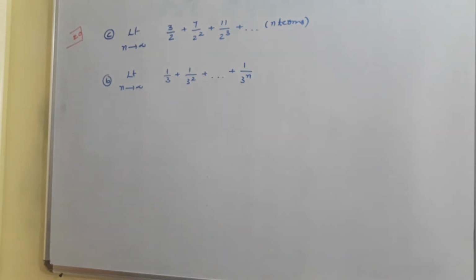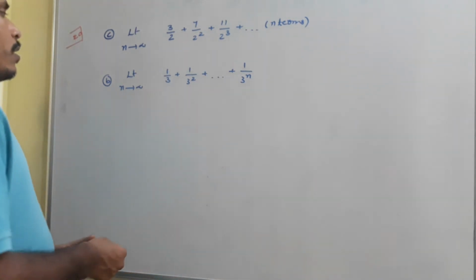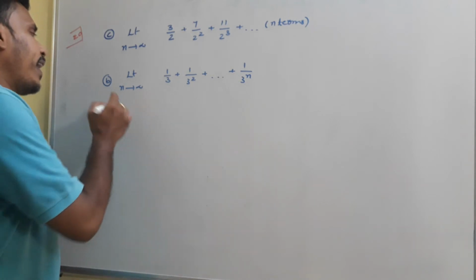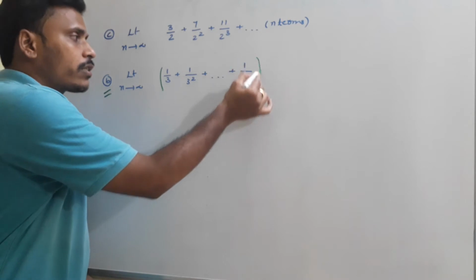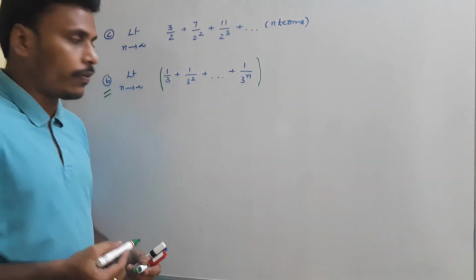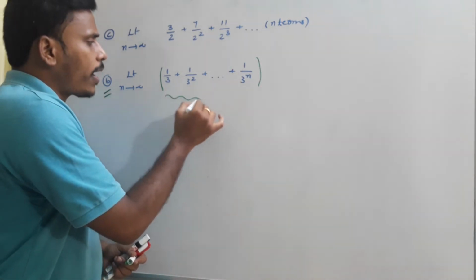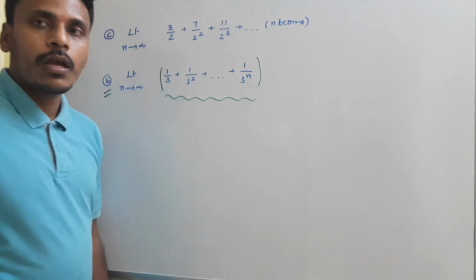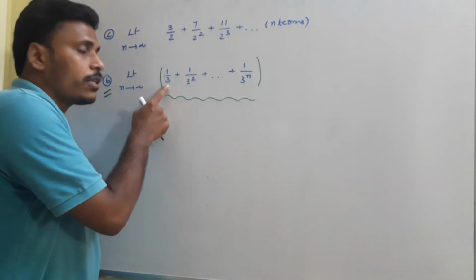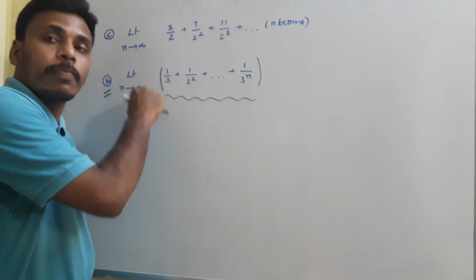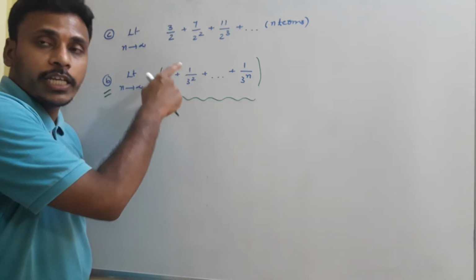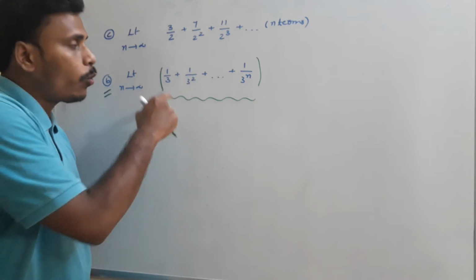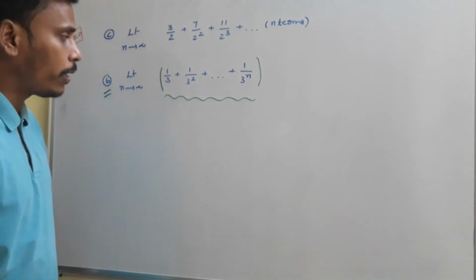So just look at the board. Down, the next problem, B: limit as n tends to infinity of 1 by 3 plus 1 by 3 square plus and so on up to 1 by 3 power n. First of all, pay attention to this summation. When you observe it, the first term is 1 by 3, the next one is the multiplication of 1 by 3 again, 1 by 3 square, and the next one is 1 by 3 cube. So always we are just multiplying with 1 by 3.